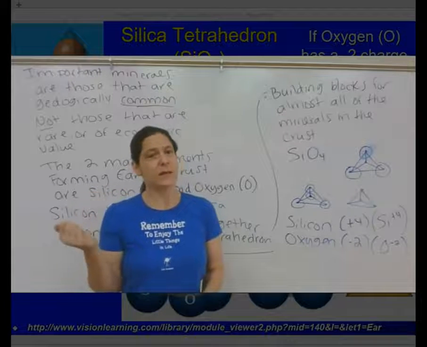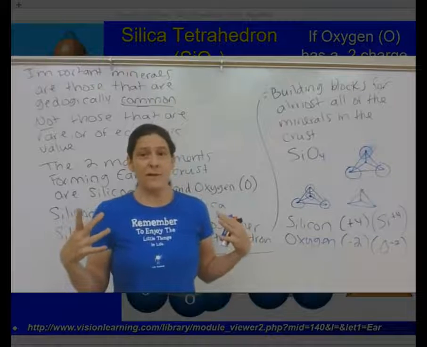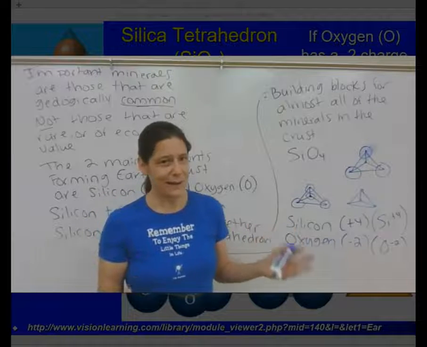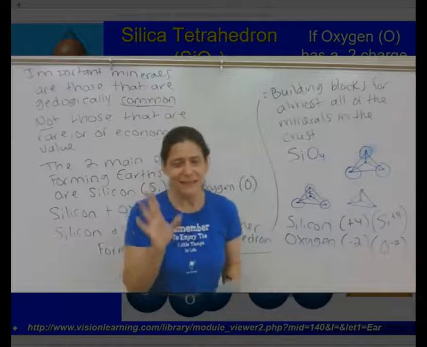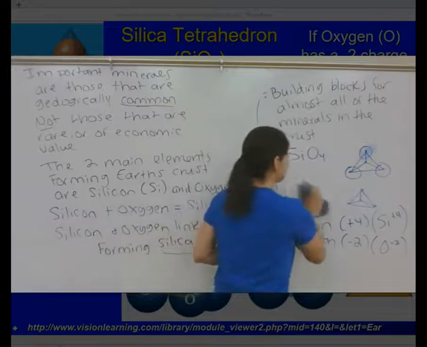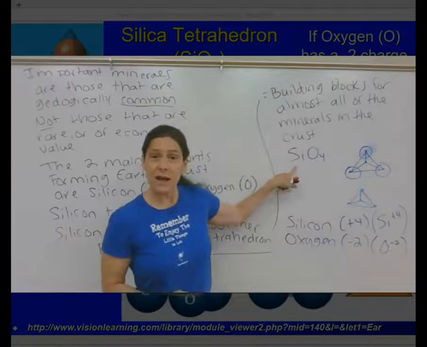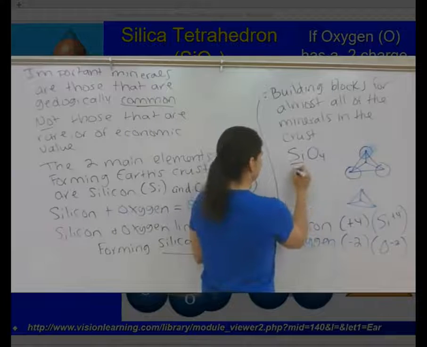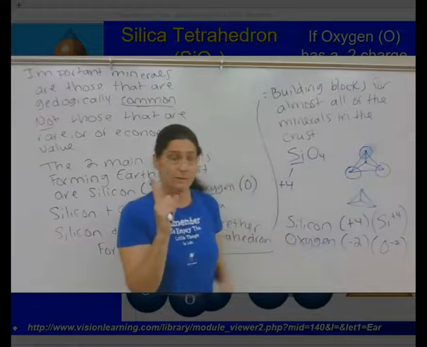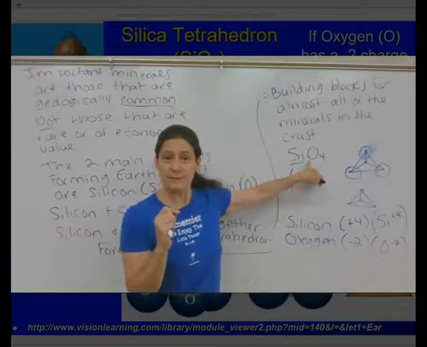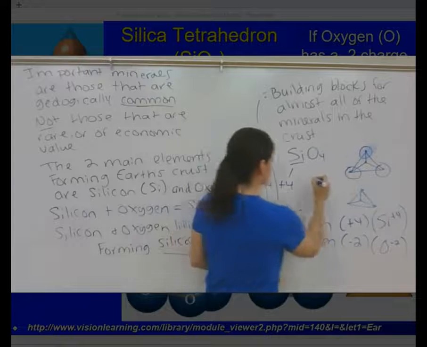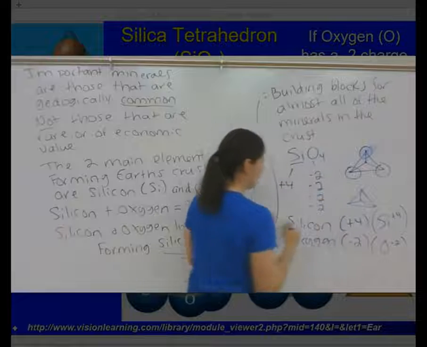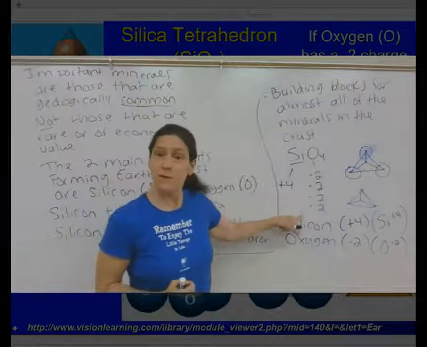So I'm going to label the silica tetrahedron. I think it's nice to label it in the picture. If you're a visual person, it'll probably help you. Another way is just to do the math on the board, and it's not really math. I mean, there's some math, but you all can do this math. So silicon again has what charge? Plus 4. And there's just one of them, right? The fact that there's no number written next to it means there's one. Oxygen has a negative 2 charge, and there's 4 of them. So one of these, 4 of those.